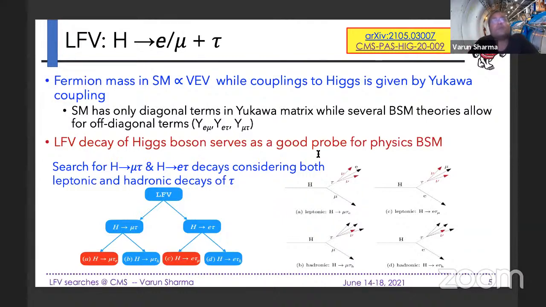As can easily be seen, this analysis is categorized broadly into mu tau and e tau final states, and it is further categorized based on the decay of the taus, which is leptonic and hadronic. So we have 4 broad categories: Higgs to mu tau with leptonic and hadronic decays of taus, and then e tau hadronic and e tau leptonic.